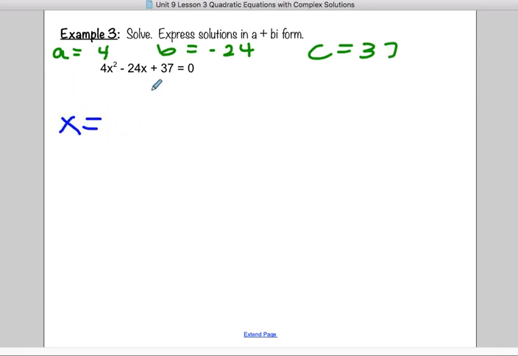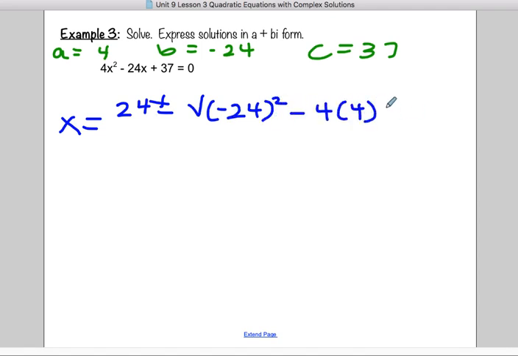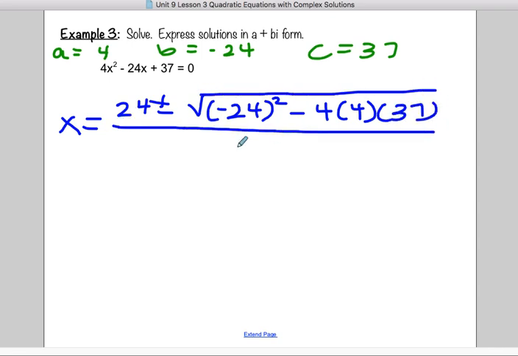X is equal to the opposite of b, so positive 24 plus or minus the square root, my b squared, so negative 24 squared, minus 4 times our a, which is 4, times our c, which is 37, all over 2a, so 2 times 4. Okay, type this part into your calculator and get your number.